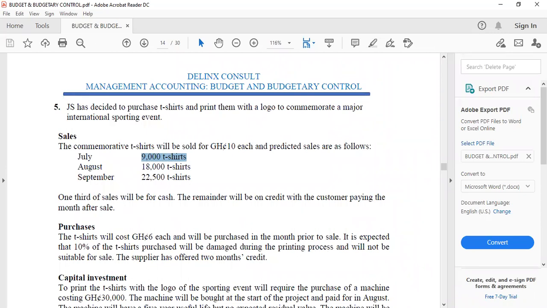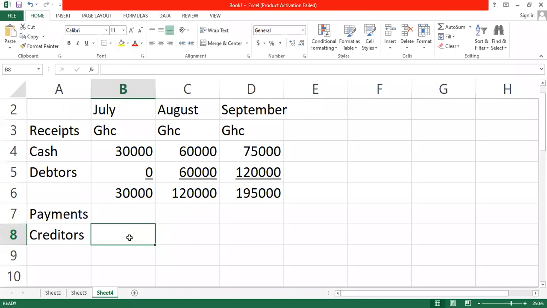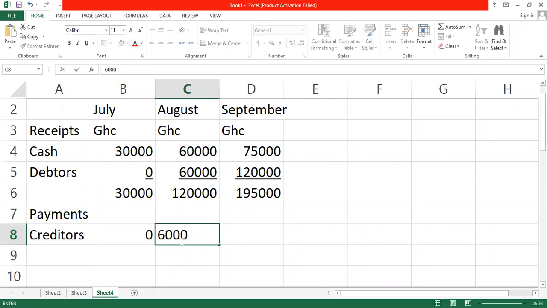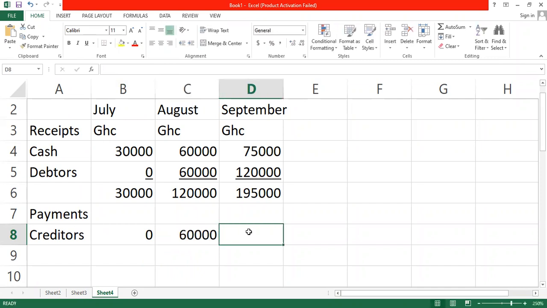So the 60,000 will be paid in what? In July, we are not going to have any amount. But July's money will be paid in August, which is 60,000, isn't it? August will be paid in September. September will be paid in October. We are not to do that. So we are done with the purchases part.